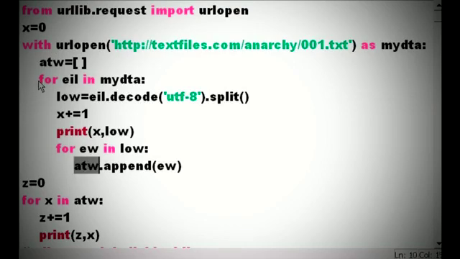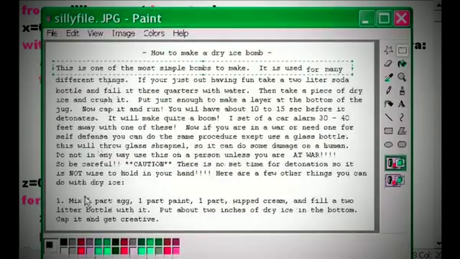Now he goes to the next row. He grabs the next row of data. He splits it up, he decodes it, and then EIL puts it into LOW. That's the list. Increments X, prints it out, and then for every word that's in LOW, that list, with one row of data in it, he's going to append every word and put it into ATW. Then, after he does that, he'll have printed out every single one of these rows over here.